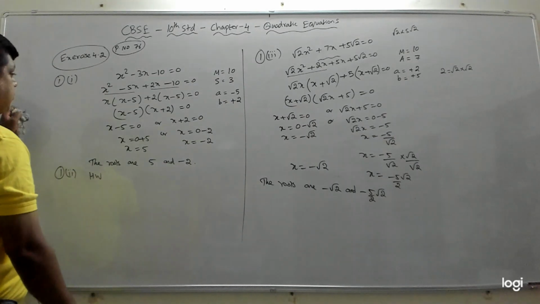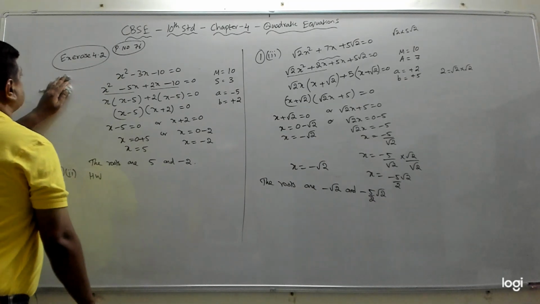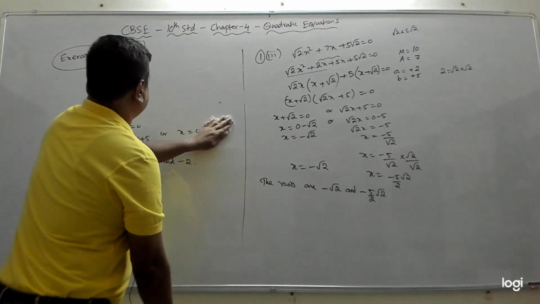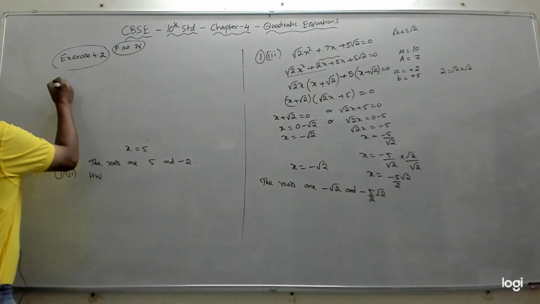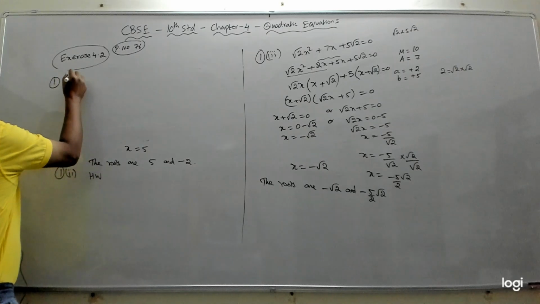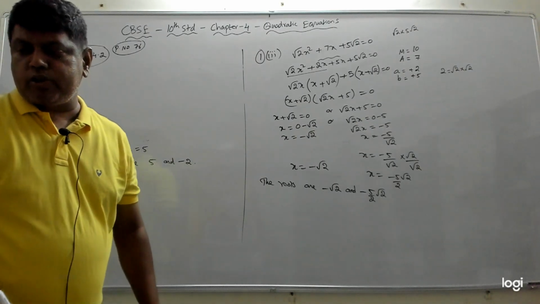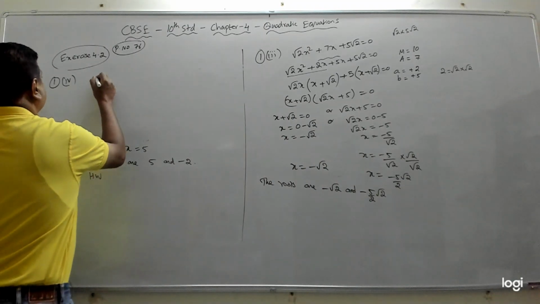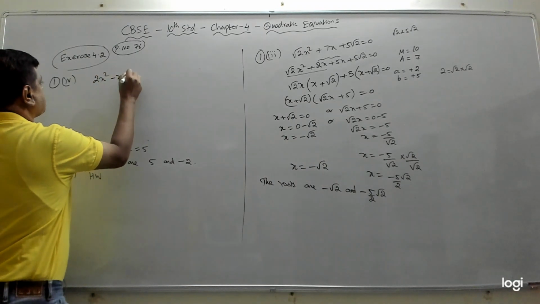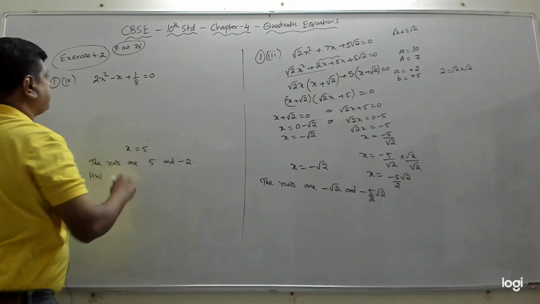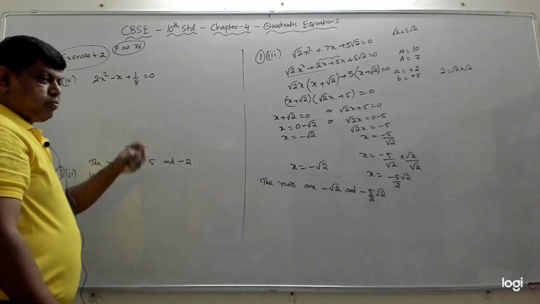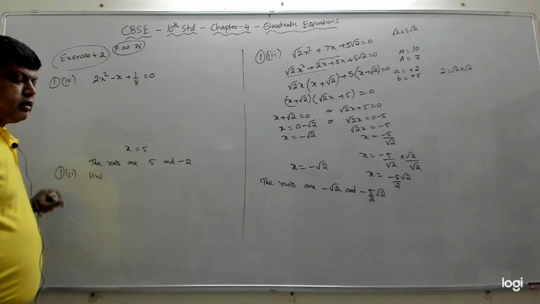In the first problem, 4th subdivision. So I will erase this. Fine. So we'll do the first problem, 4th subproblem. Again, we have to find the roots of the quadratic equation by the method of factorization, which is 2x square minus x plus 1 by 8 equal to 0. So we need to find the roots of this quadratic equation.